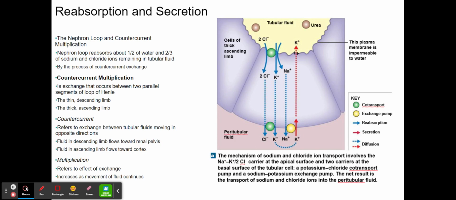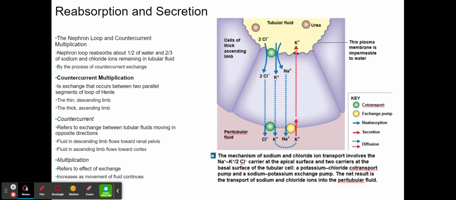In the process, useful organic substrates and many mineral ions have been reclaimed. The nephron loop reabsorbs about half of the remaining water and 2/3 of the remaining sodium and chloride ions. This reabsorption takes place efficiently according to the principle of countercurrent exchange. The thin descending limb and the thick ascending limb of the nephron loop lie very close together. They are separated only by peritubular fluid. The exchange between these segments is called countercurrent multiplication.